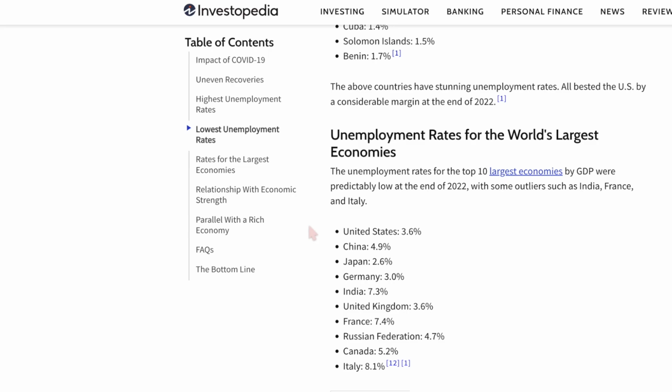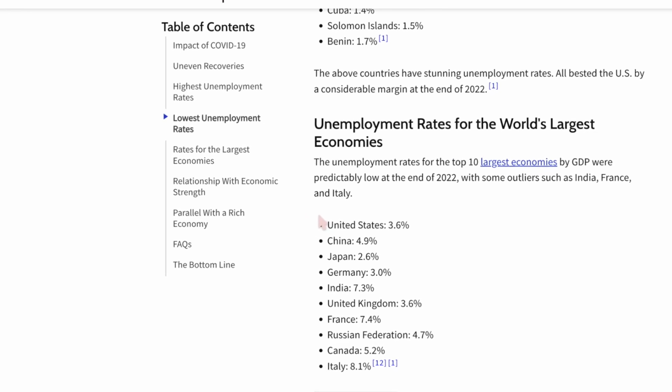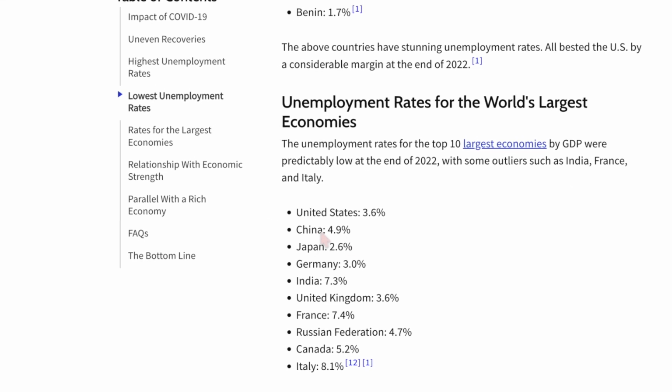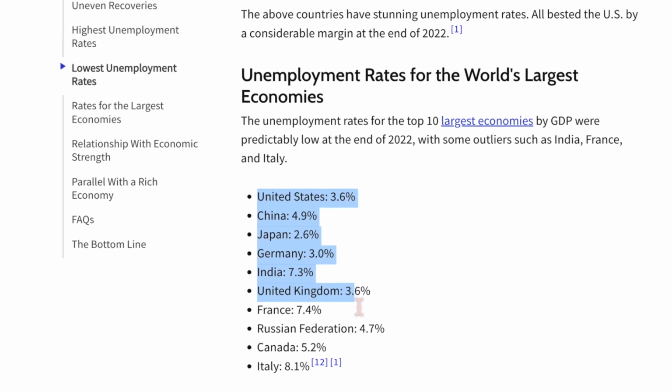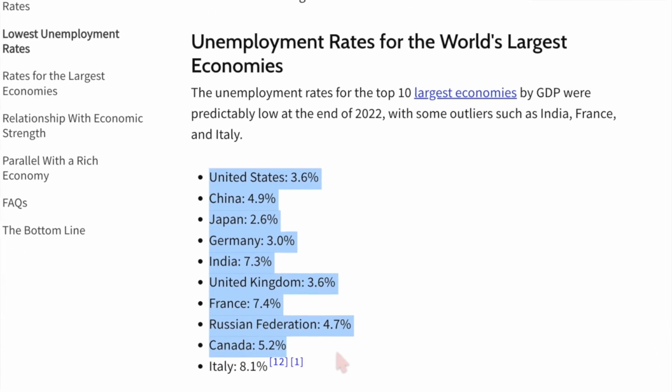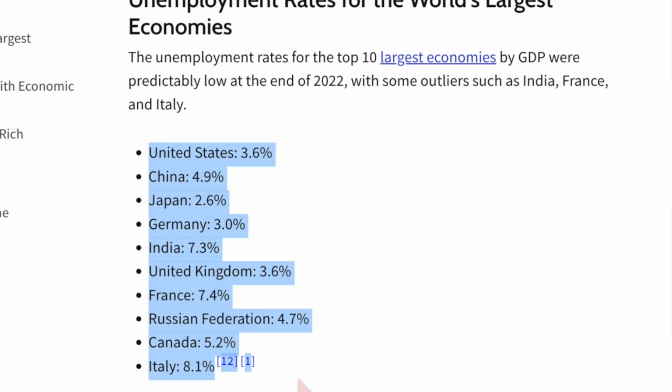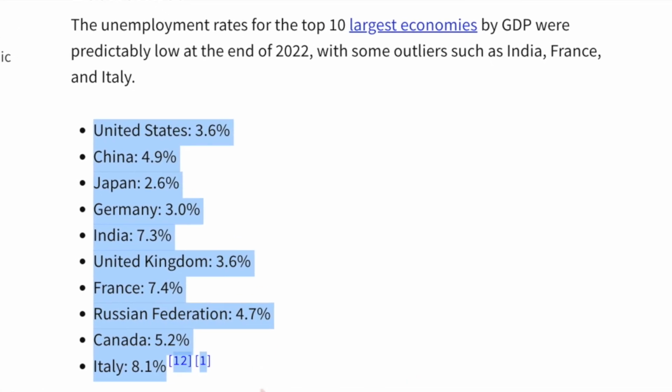If we compare it against some other leading countries, then you can see that China has about 4.9%, Japan 2.6%, Germany 3%, India 7.3%, the UK 3.6%, France 7.4%, and the Russian Federation 4.7%. If we compare it with other countries, the US unemployment rate is still very low, and it is usually collected once a month, and the numbers get seasonally adjusted.